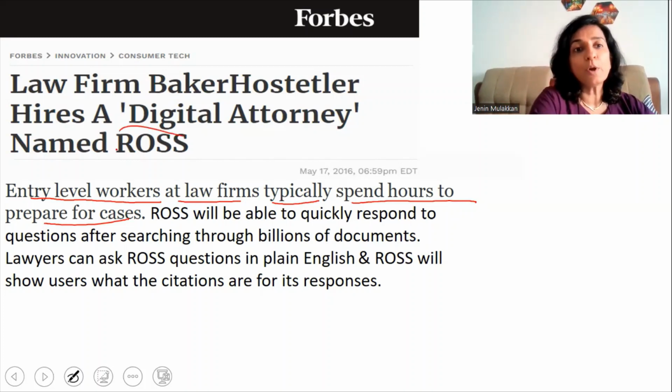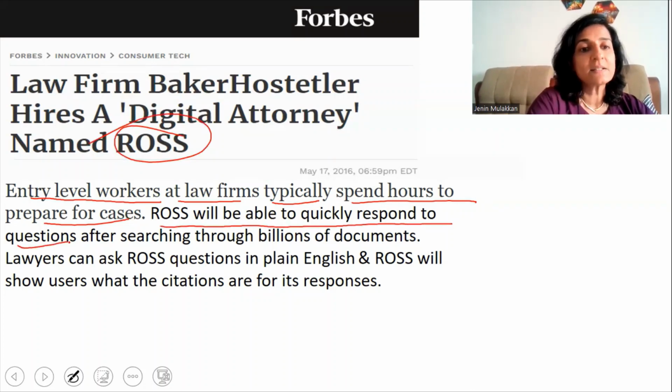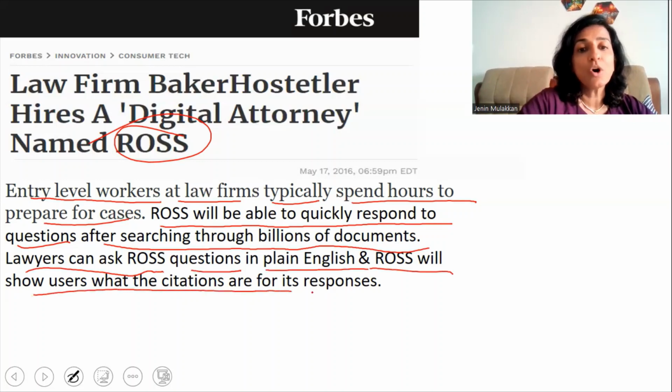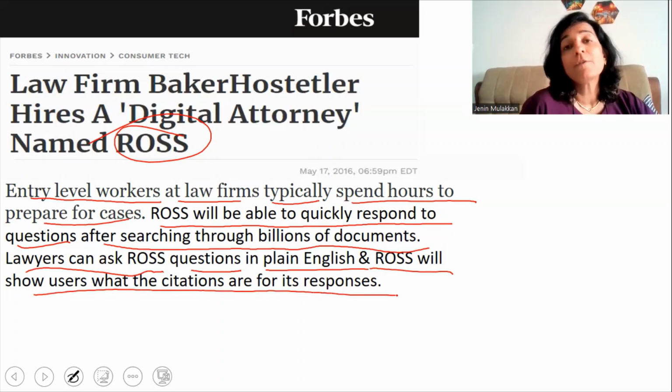So, after they employed Ross, what was the advantage? Ross will be able to quickly respond to questions after searching through the billions of documents, and lawyers can ask Ross questions in plain English, and Ross will show users what the citations are for its responses. So it became very easy for the entry-level workers to get details of cases.